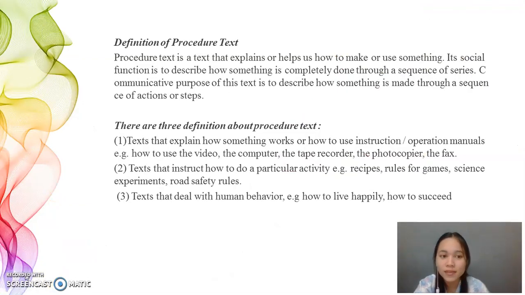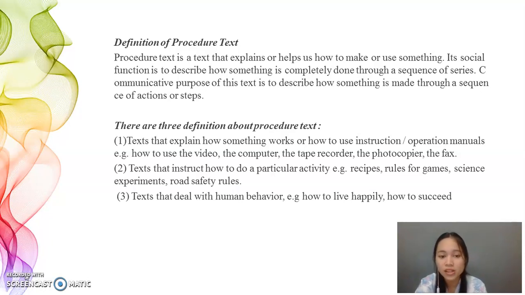So, what is the definition of procedure text? Procedure text is a text that explains or helps us how to make or use something. Its social function is to describe how something is completely done through a sequence of series. The communicative purpose of this text is to describe how something is made through a sequence of actions or steps.